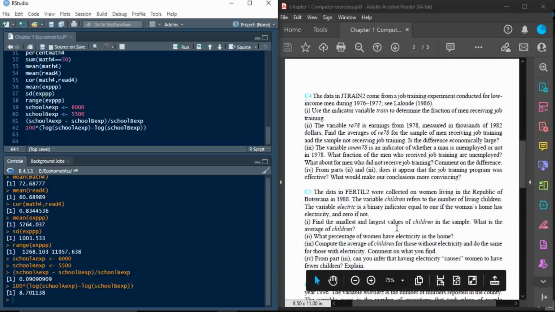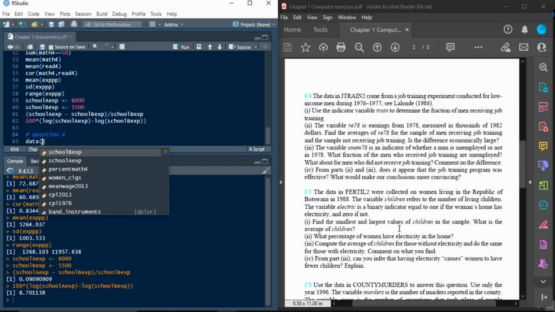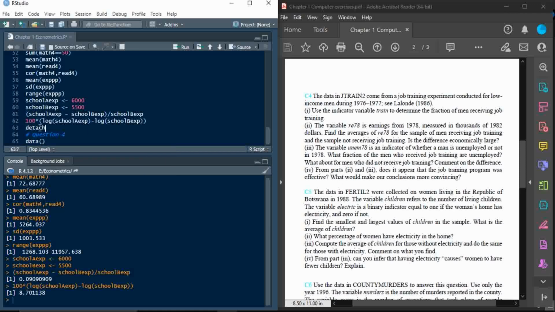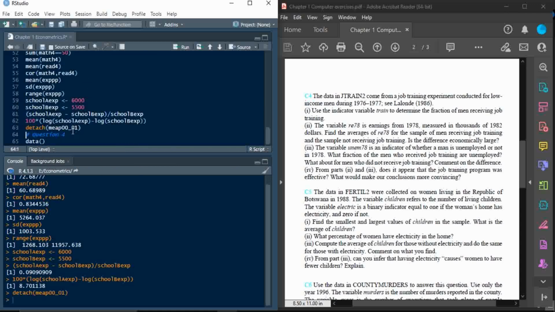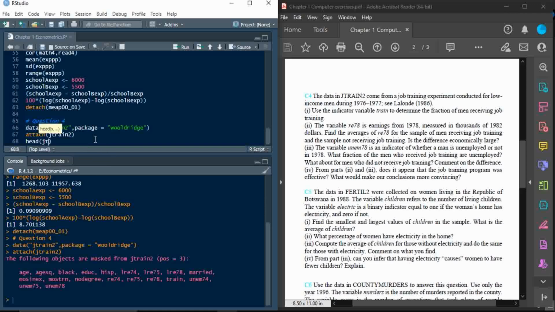Now let's switch on to question 4. Remember to detach the data set, as I said earlier, it is important. The data set was MAP01. Now let's move on to question 4. The data set is JTrain2. It's about job training data. Package is Wooldridge. Press Ctrl plus enter. Now attach this data set. Now let's look at the column headings of this data set.